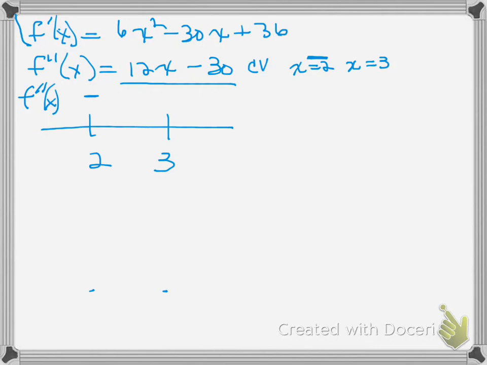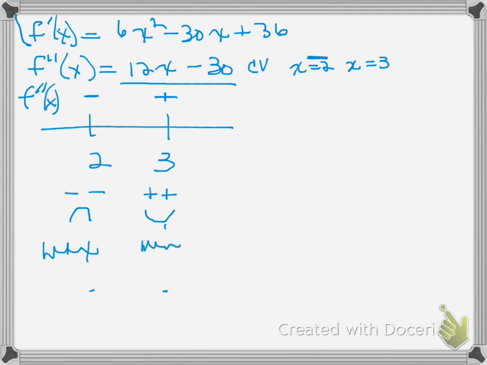Let's try the 3. Plug the 3 into the second derivative. I get 36 minus 30, which is going to be a positive. So let's think about this. If I have a negative for my second derivative above the 2, then that means that's my max. If I have a positive above the 3, then that means that's my min. Okay, so I have a max and a min.